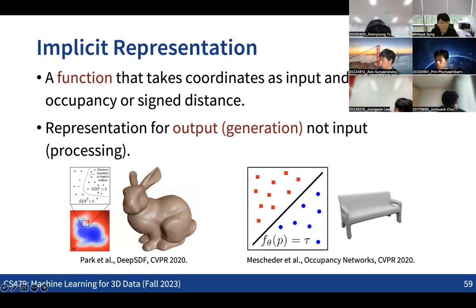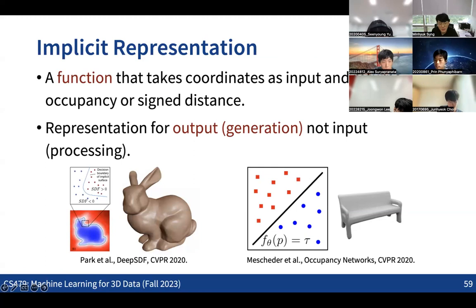For example, we can have volume information by having a 3D grid and occupancy information for each of the voxels. But instead of that, we can have a function that takes the 3D coordinates in the 3D space as the input and says whether the point is inside or outside, or how close the point is to the surface. So those are other ways of representing 3D data.